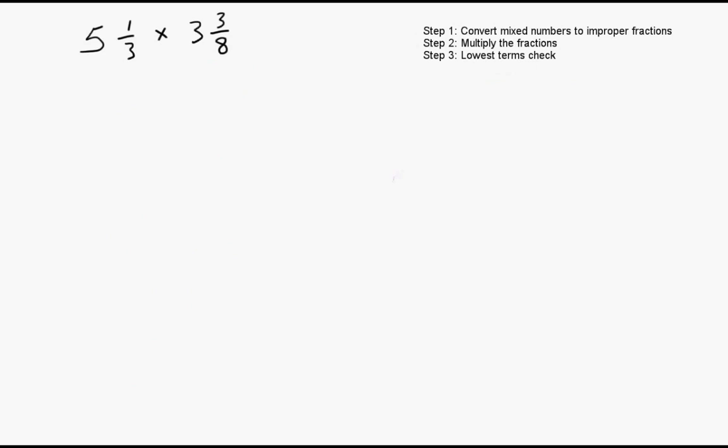Let's take a look at this multiplication example. Here we have 5 and 1 over 3 times 3 and 3 over 8. I have included our method up here in the corner. Step 1 is converting the mixed numbers into improper fractions. So 5 times 3 is 15, plus 1 is 16 over 3, times 3 times 8 is 24, plus 3 is 27. So we have 27 over 8.